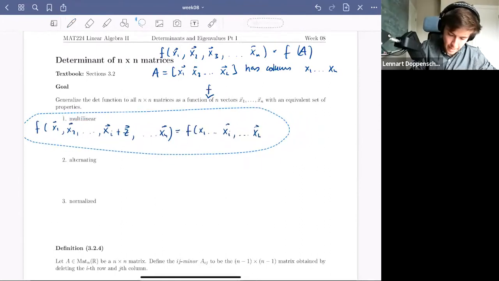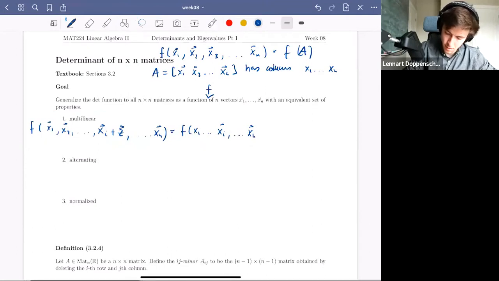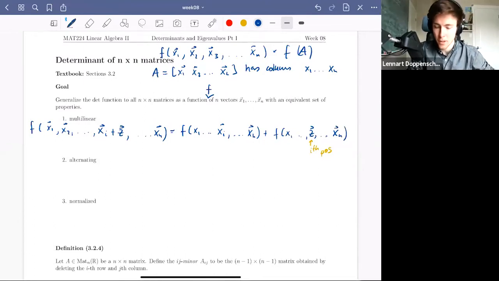And then we add to this x1, and this time we take z. But this is still the same position. So this is still the ith position in the arguments. And also, of course, this is just a sum, but we have two operations. We also have scalar multiplication.